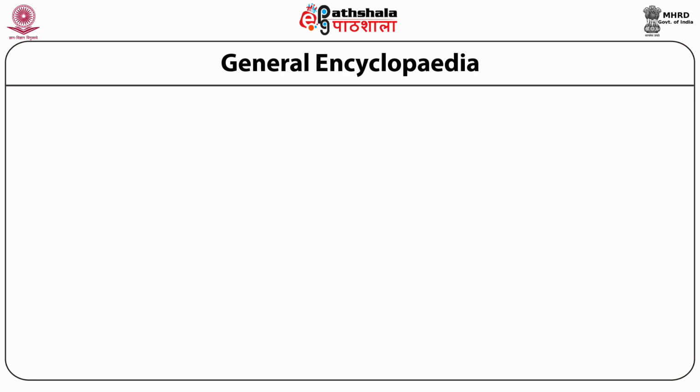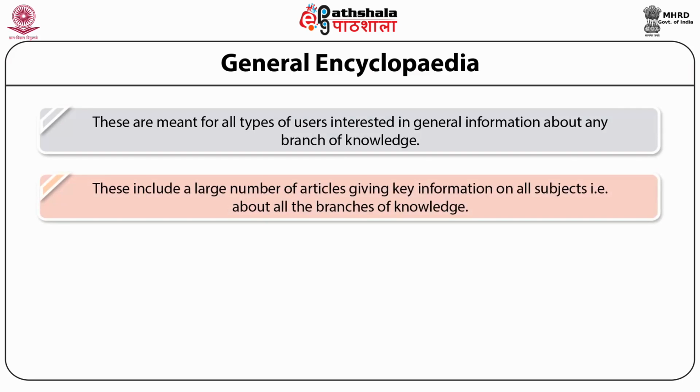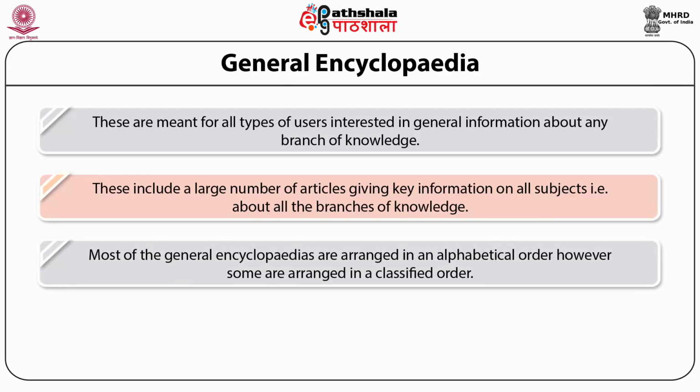General encyclopedia. As we have already stated, there are two categories of encyclopedias, general and subject encyclopedia. Let's now discuss the general encyclopedia. These are meant for all types of users interested in general information about any branch of knowledge. Secondly, these include a large number of articles giving key information on all subjects, that is, about all the branches of knowledge. General encyclopedias are usually arranged in an alphabetical order, however, some are arranged in a classified order.